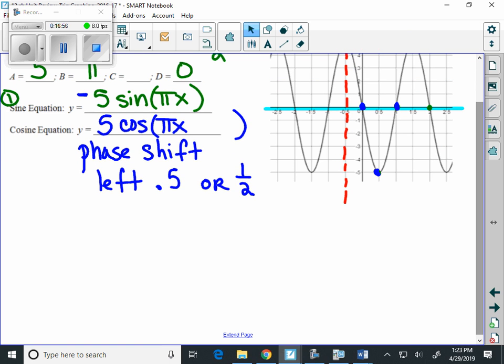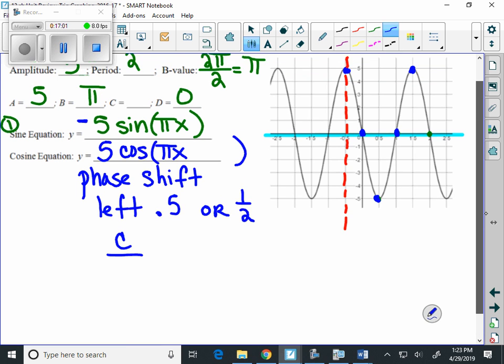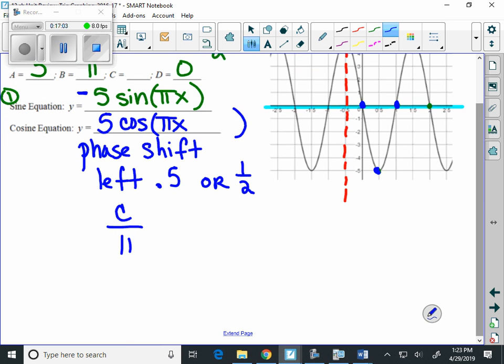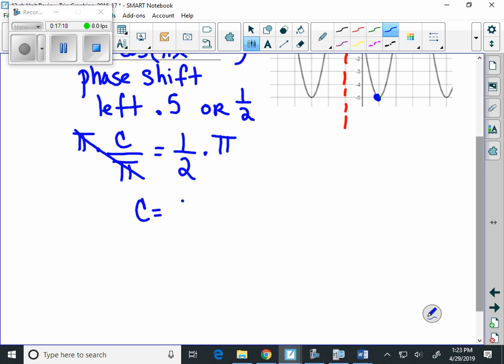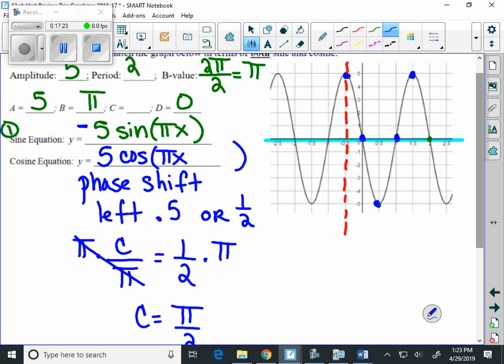Our phase shift is C divided by B. Remember, we found the fact that the B value is pi. And I'm going to put in the 1/2. So what we do is we multiply the left side by pi, and we multiply the right side by pi. And we get C equals pi over 2. Again, we went left, so we're going to say plus, and then it's going to be pi over 2, which I forget to write that in sometimes.